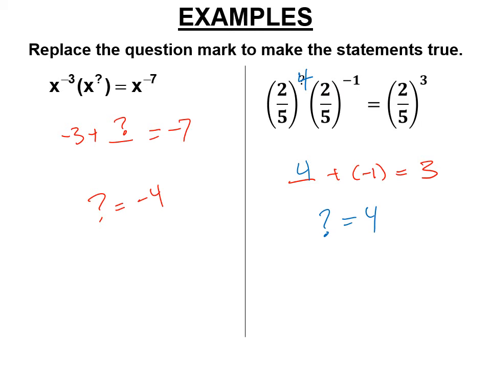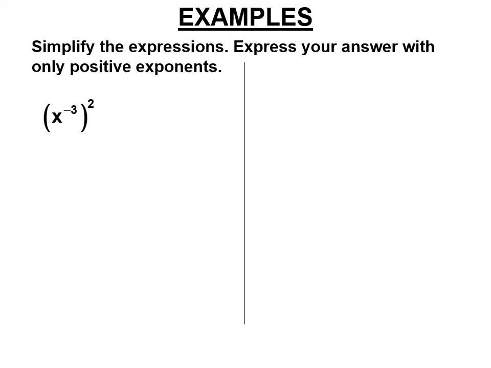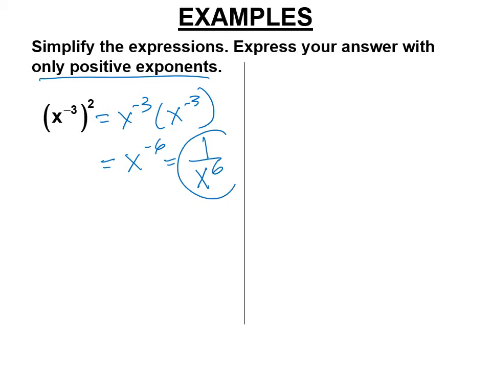2/5 to the 4th power times 2/5 to the -1st power equals 2/5 to the 3rd power, because 4 plus -1 is 3. Right. As I've always said, write these out, and then you're not one of the people messing them up. Right? When we multiply powers, we add the exponents. Once again, we have to express them as positives, so it's 1 over x to the 6th.